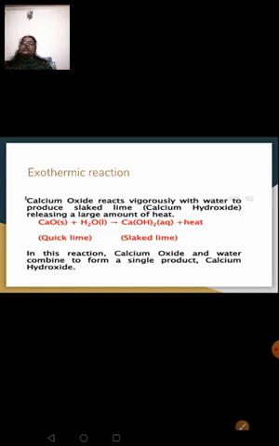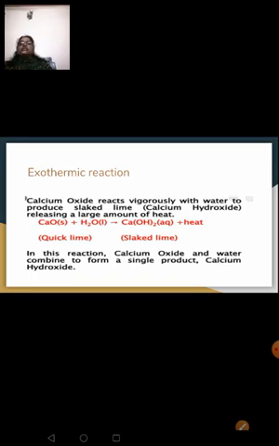So this reaction can also be called a combination reaction, because 2 reactants combine together to give you a single product. Your calcium oxide and water, the 2 reactants, combine together to give you a single product, that is your slaked lime. Please listen to these names. Calcium oxide is quicklime, your calcium hydroxide is your slaked lime.